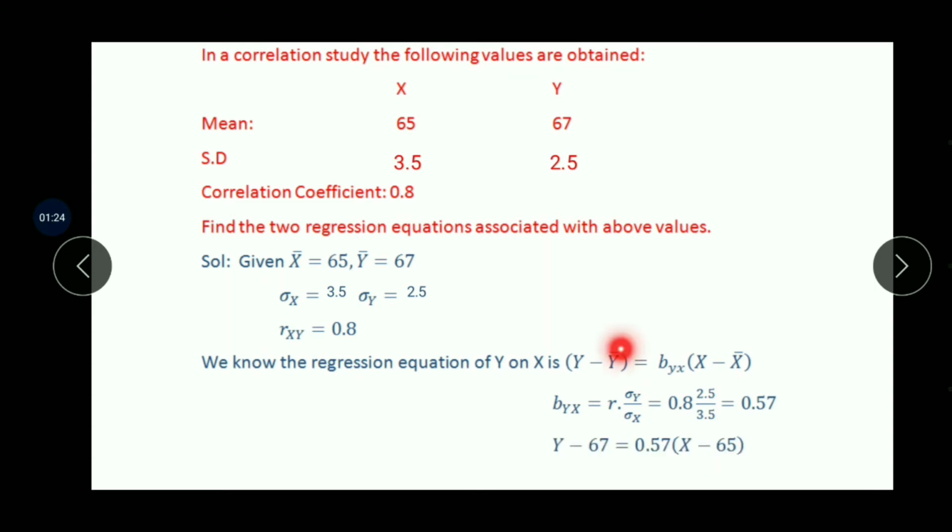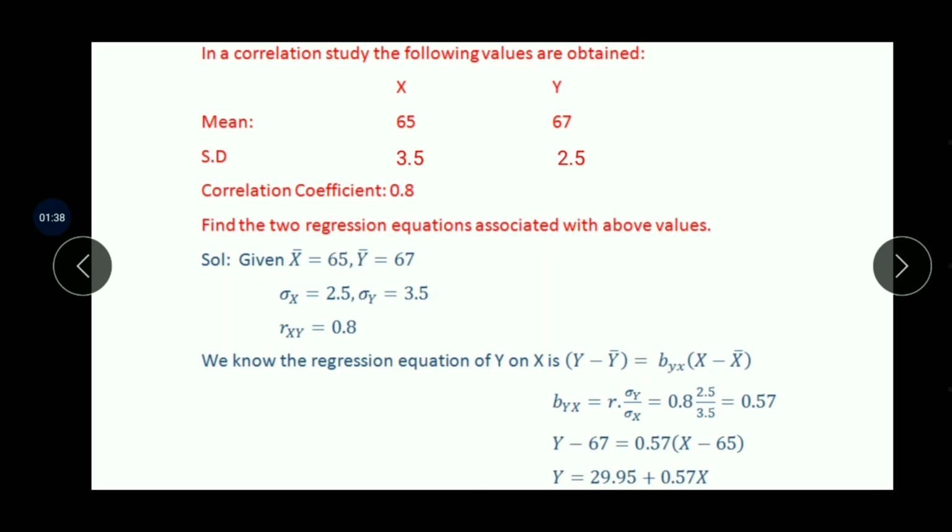So we'll put this value of byx here, and y bar and x bar. So y minus y bar, y bar is 67, equal to byx 0.57, x minus x bar, x bar is 65. After putting all these values and solving, we'll get y equal to 29.95 plus 0.57x, which is the regression equation of y on x.